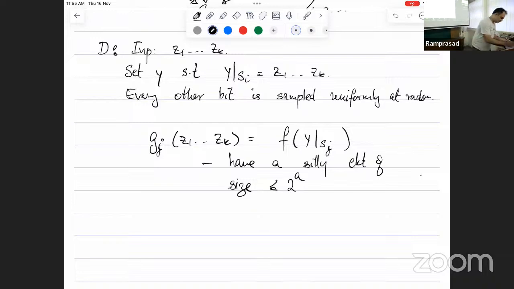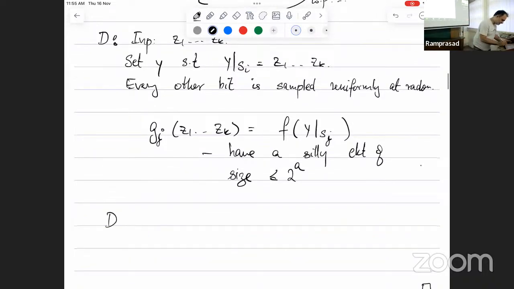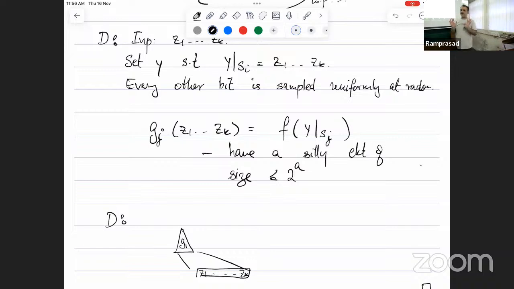Okay, so therefore, here is the circuit D that I'm going to build. I start off with Z1 through Zk. Now I build a circuit for G1 based on these. That circuit is only of size 2 power a. Then I take the circuit G2 based on these, and so on till G(i minus 1) based on these.